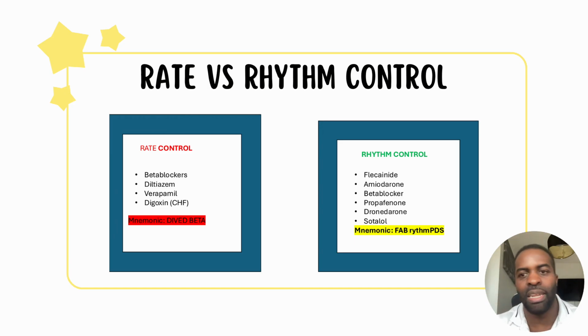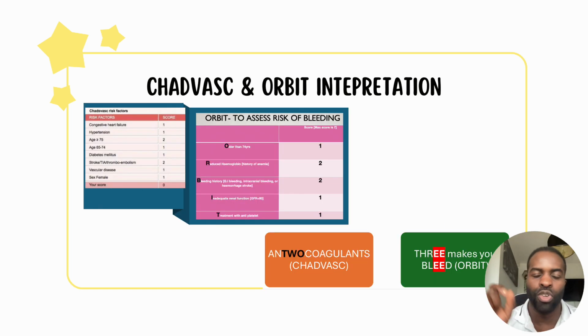The next one is something we touched on when we looked at the stroke chapter, and it was knowing your CHA2DS2-VASc and your ORBIT interpretation. So knowing CHA2DS2-VASc, able to work it out. The same thing applies to your ORBIT tool. Interpretation, what each point means. Is there a risk of bleeding? Do you give them anticoagulants or not? Also, so it's definite interpretation.